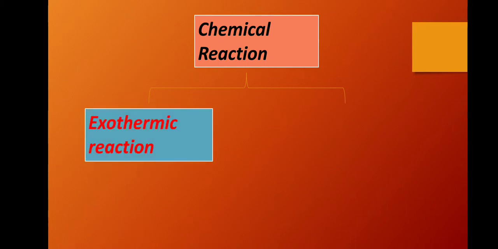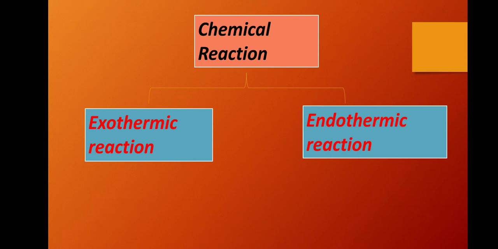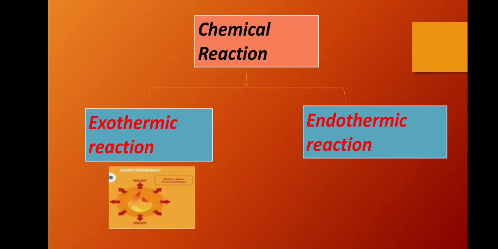In the chemical reactions, there are two types, exothermic and endothermic. I think this word is very new to you. Exothermic reaction and endothermic reaction. Thermic, thermo means heat. Exo means outer. Here endo means inner. In this one, look at the image here.